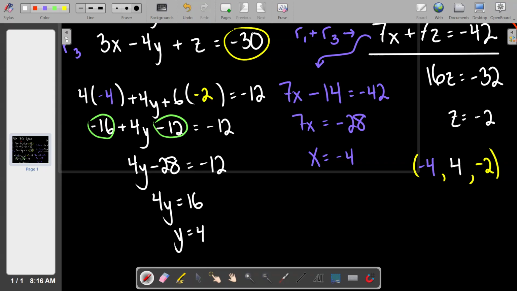Boom. So that means if you could picture those 3 flat surfaces given by the original system floating in space, 3 planes floating in space, they intersect at one point in space. Left 4, up 4, towards you 2. -4, 4, -2 is the point in space where the planes cross. Got it?